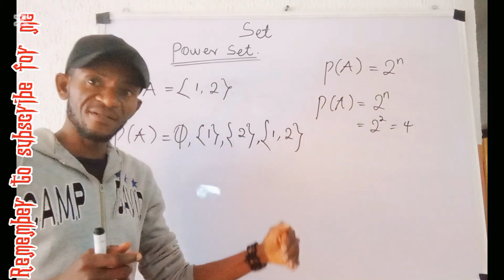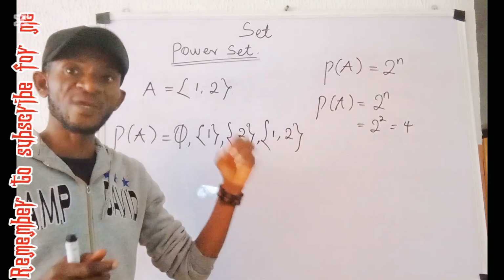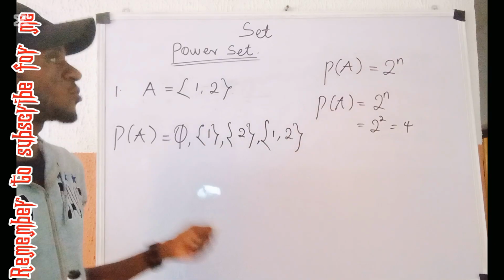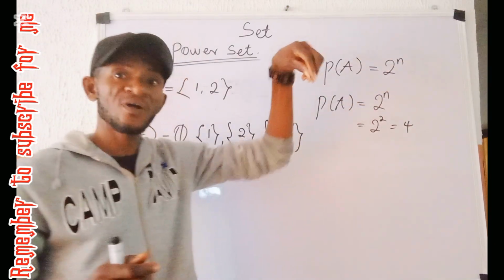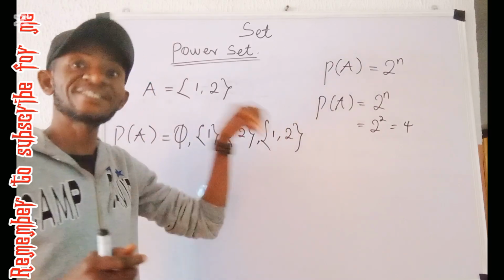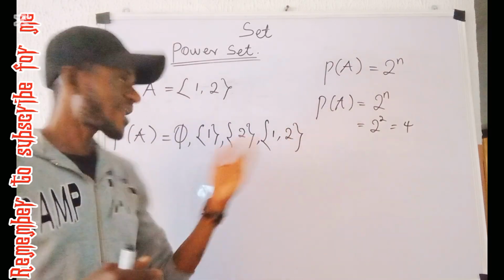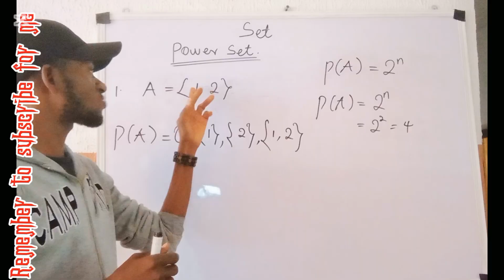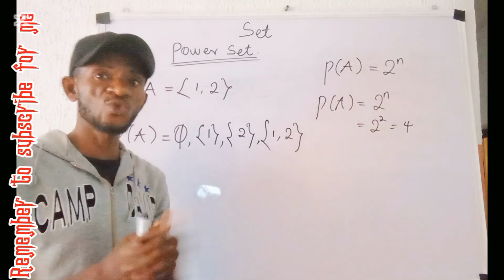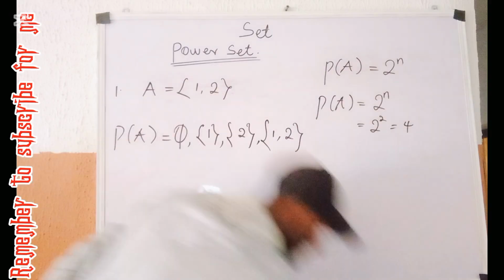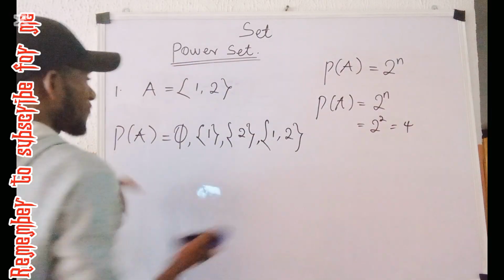So to determine the number of possible subsets we have in a set A, we make use of 2 raised to power n, where this n stands for the number of elements in the set that is given to you. Like we had A here, it is 1, 2, so 2 raised to power 2 gives us 4. Let us do another illustration to drive this idea home further.